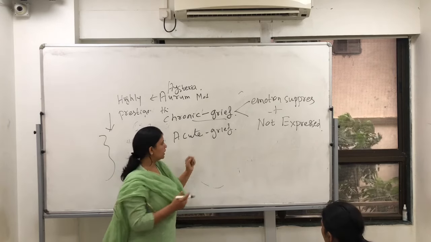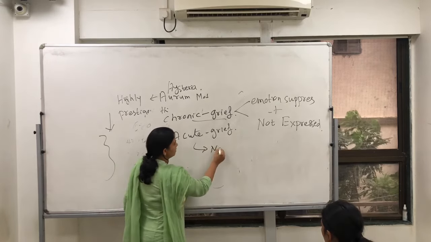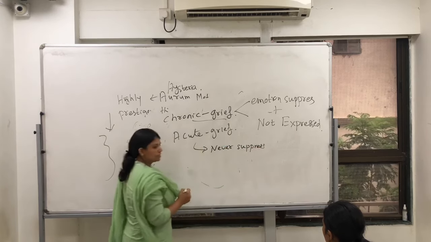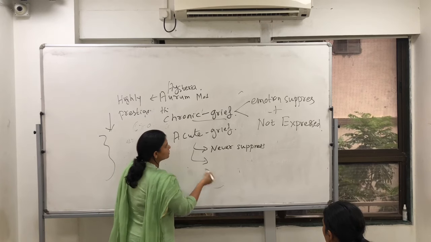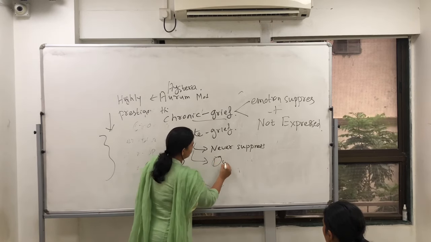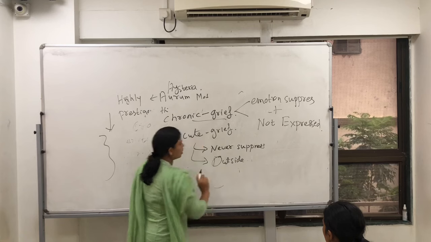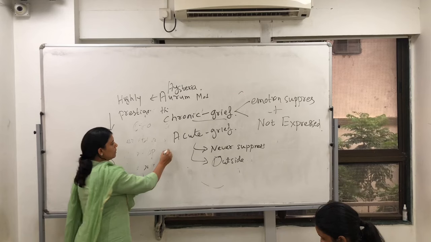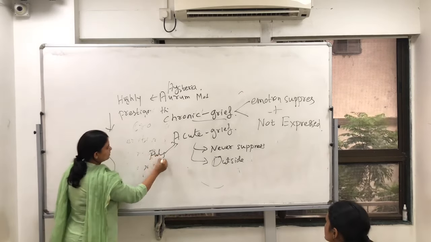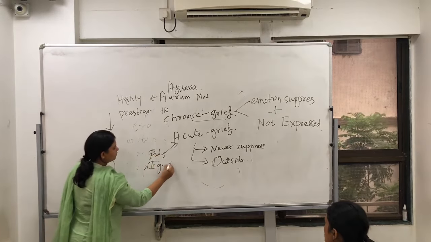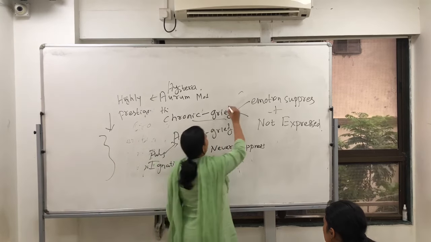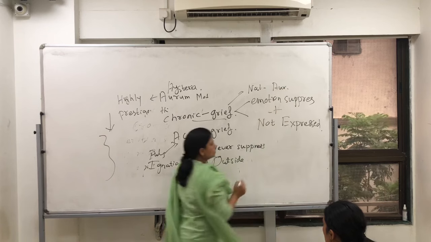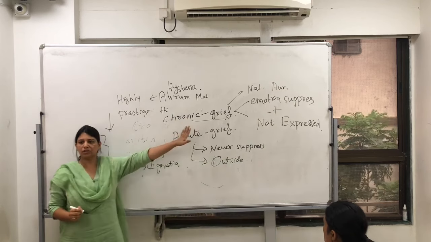It is an acute grief. An acute grief is never suppressed, and it is always thrown outside. She could not suppress it, and the expressions have been thrown outside. So the leading medicines for acute grief are Pulsatilla and Ignatia. And for chronic grief, there are two remedies: one is Natrum mur and the second is Aurum. So Natrum mur and Aurum are for chronic grief.